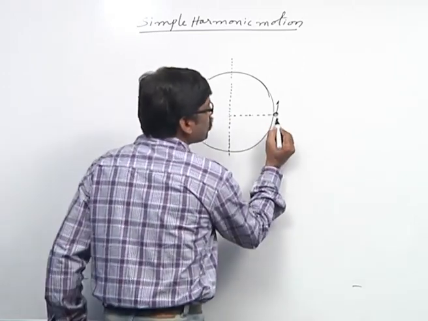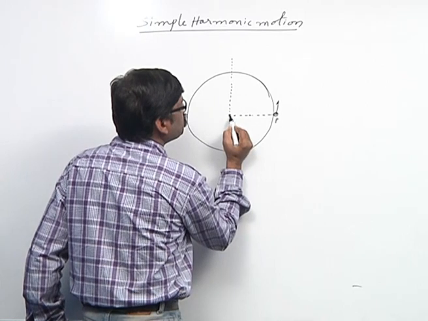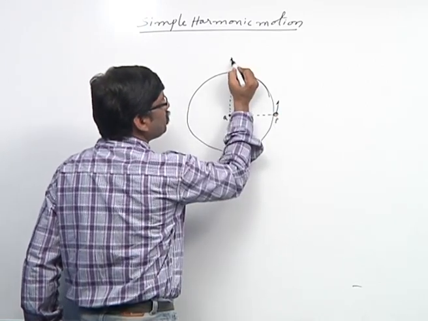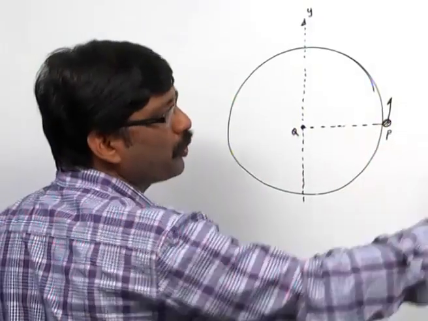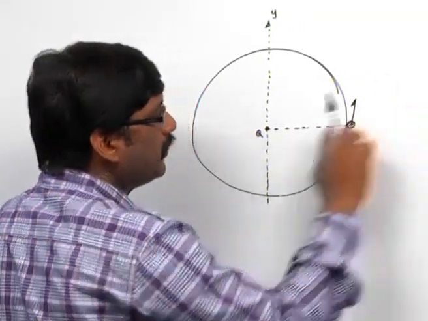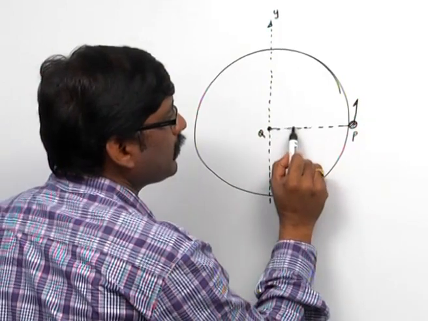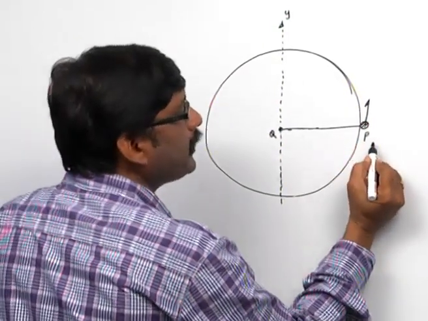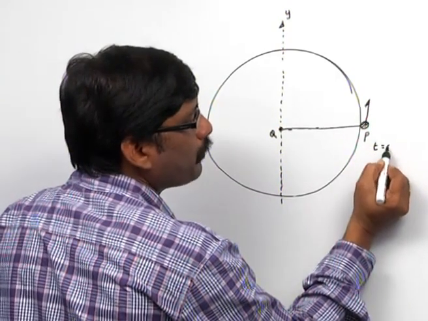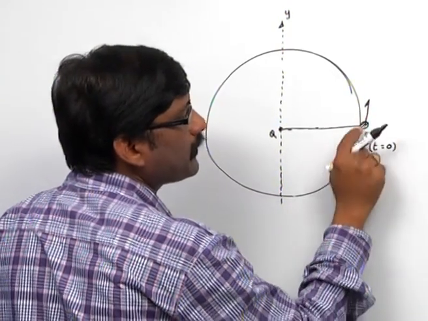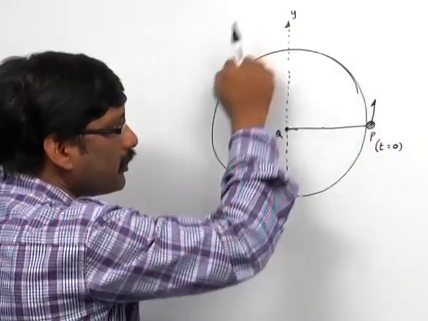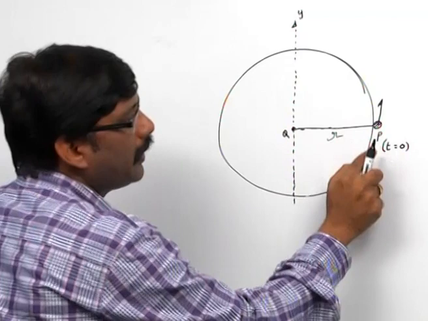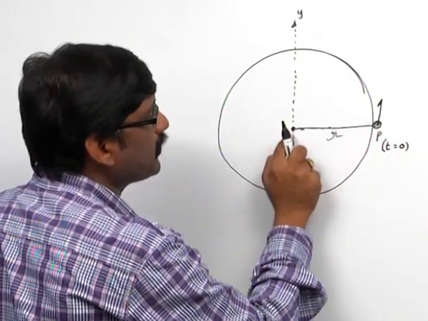Let us say the projection of P is Q. Q is the projection of P. This length we usually call the projection. At t is equal to 0, the particle P starts rotating along the circular path of radius r. At t is equal to 0, its projection is at Q.